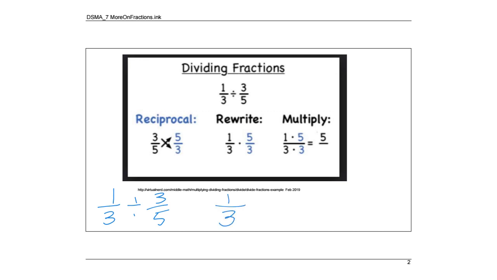We change the division to multiplication, and then we flip the second fraction. That's actually called the reciprocal. Now we can go ahead and multiply straight across. So 1 times 5 gives me 5. 3 times 3 is 9. It's already simplified, and we're good to go.